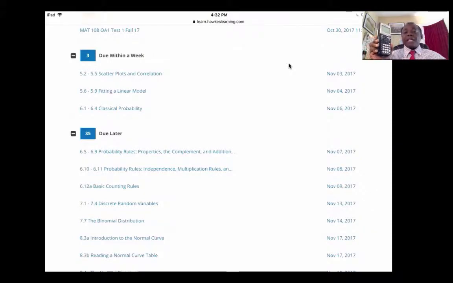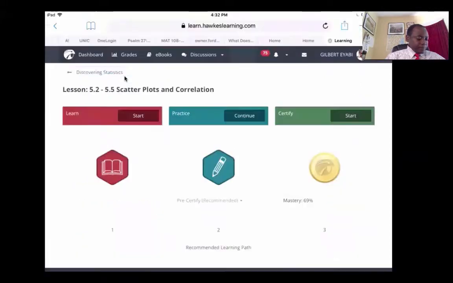As a matter of fact, I also have some information on Canvas on how to use MathStudio, but it's the outdated or old version of MathStudio. So today I want to show you how to use the new version of MathStudio. The way we're going to do this is by solving some problems from Hawks using MathStudio. So let's go ahead and start off by selecting scatter plots and correlation.